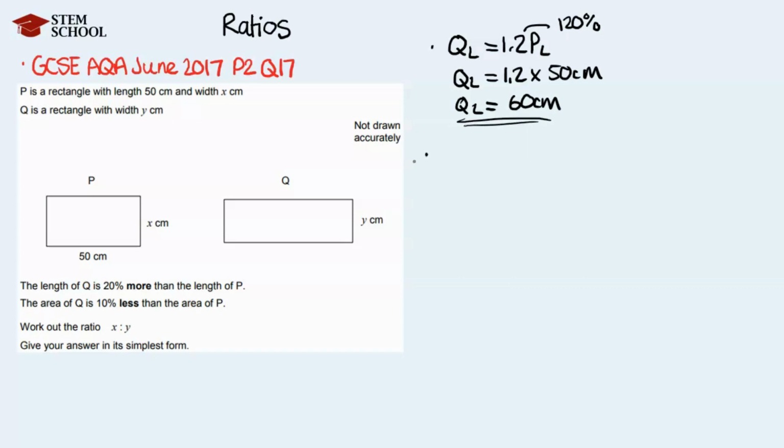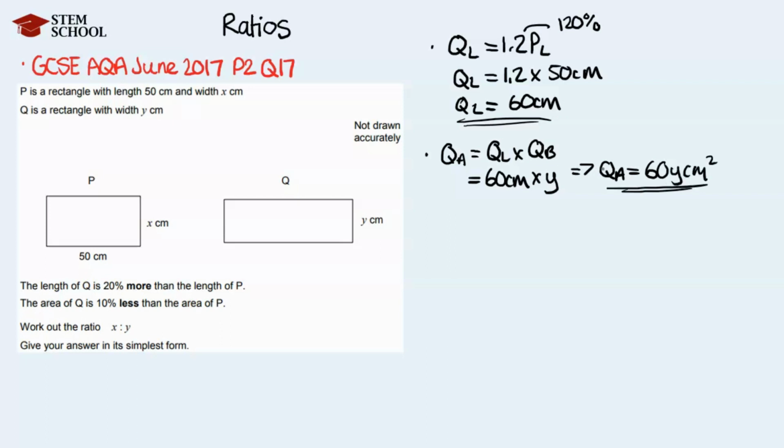Now let's move on to the second aspect, which is the areas. So we work out expressions for the area of P and the area of Q. Let's start with the area of Q. So we have QA, and the area of a rectangle is length times breadth, so we have QL times QB. And we can sub in what we know, so QL, we just figured out as 60 centimeters, and the breadth of Q is y, so we're timesing it by y. So this means that QA, the area of Q, is equal to 60y centimeters squared. So we've got an expression for the area of Q.